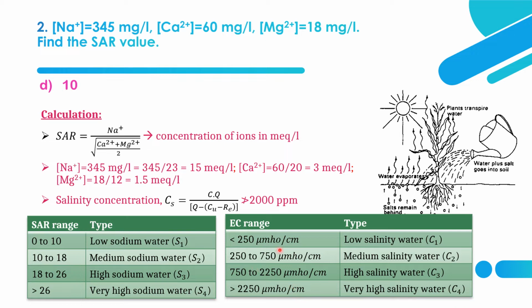So this is how we have to classify the irrigation water, and we have to select water according to the requirement of the crop, or else the crop will be damaged. We shall move on to the third question.